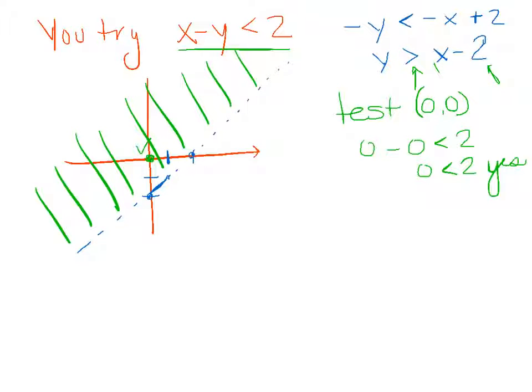And then I had to decide, am I going to shade above or below this dotted blue line? So I tested the 0, 0 point. When I test that, I come up with 0 is less than 2. That's a true statement. So 0, 0 is in the solution region. So everything else on the same side as 0, 0 will be a solution as well. So I colored it with my green, and that's my final answer.